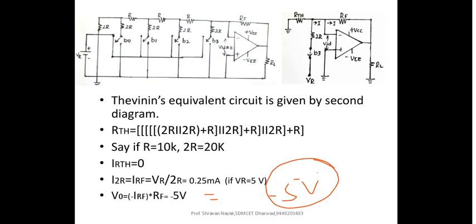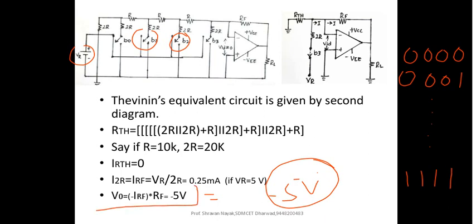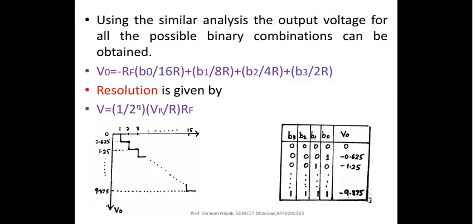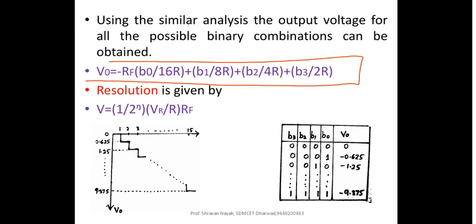Like that you can have all the switches connected to either logic high, that is VR, or ground, and for all the 16 combinations, that is 0 0 0 0, 0 0 0 1 and so on up to 1 1 1 1, you can estimate the value of V naught by means of a generalized equation. You can see here that the equation becomes V naught is equal to minus RF into B naught divided by 16R plus B1 divided by 8R plus B2 divided by 4R plus B3 divided by 2R.